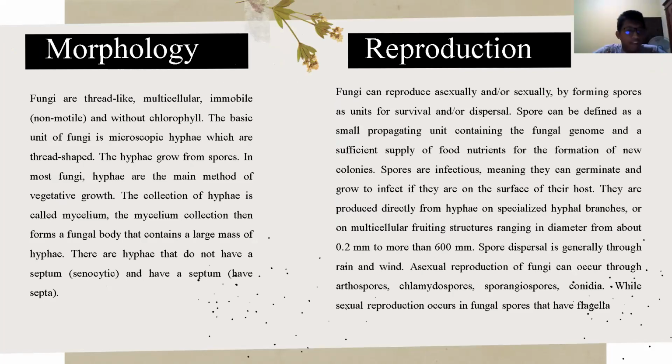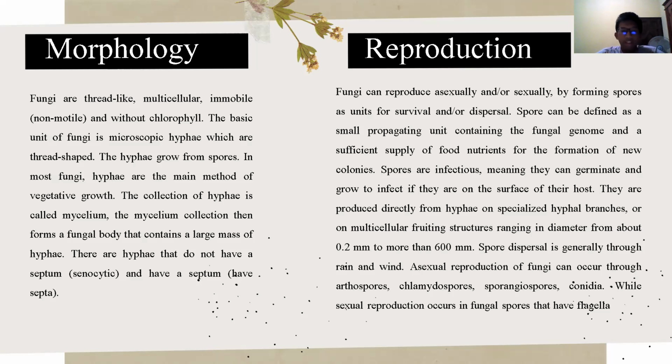Morphology. Fungi are treated like multicellular, immobile or non-motile organisms without chlorophyll. The basic unit of fungi is the microscopic hyphae, which are thread-shaped. The hyphae grow from spores. In most fungi, hyphae are the main method of vegetative growth. The collection of hyphae is called mycelium. The mycelium collection then forms a fungal body that contains a mass of hyphae, which are hyphae that do not have a septum, or coenocytic, and hyphae that have septa.